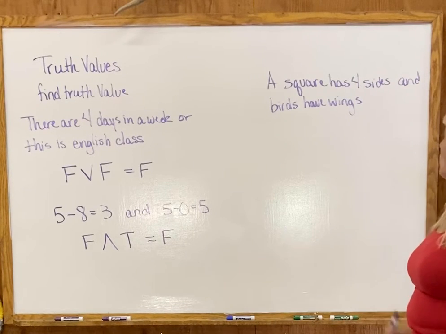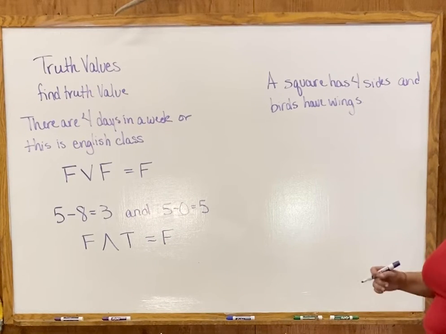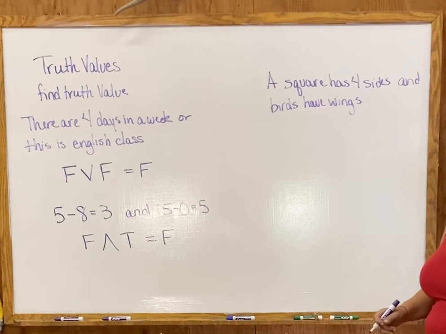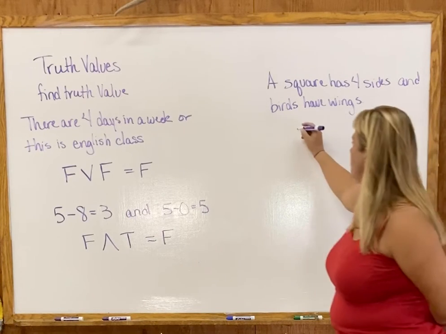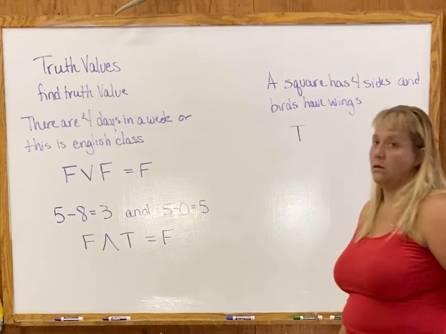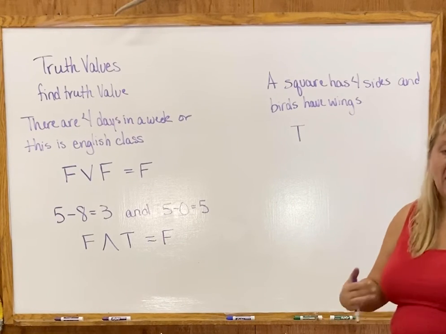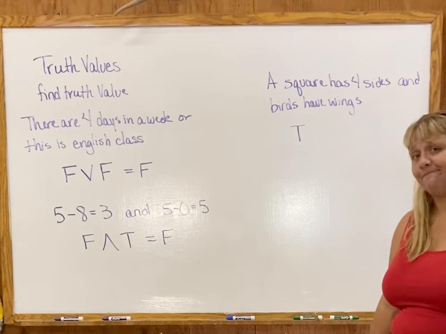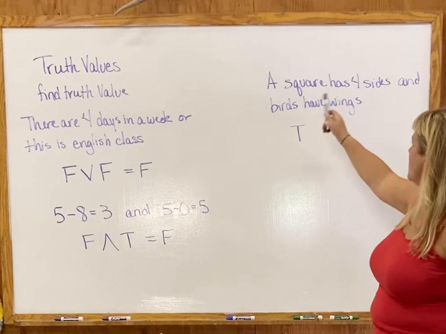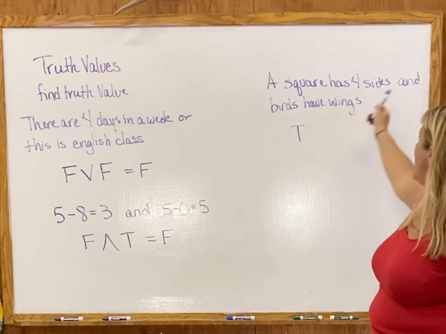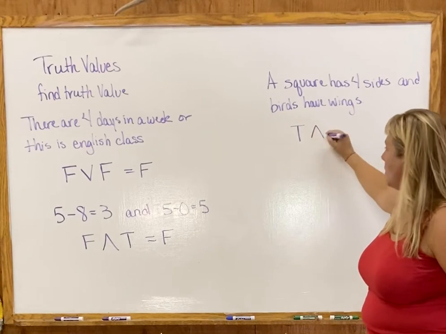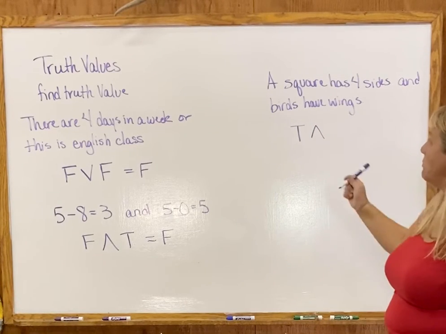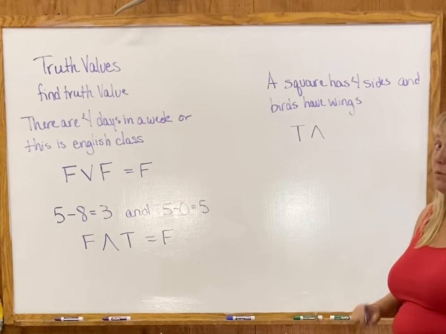Okay, so again, two statements combined with the word and. So look at them separately to start with. So a square has 4 sides. True? True. This always works easier in class when you guys are actually answering the question. So I apologize if it seems a little bit weird. Okay, so a square has 4 sides. That is true. And means that we're going to go with that notation. Birds have wings. Also true.